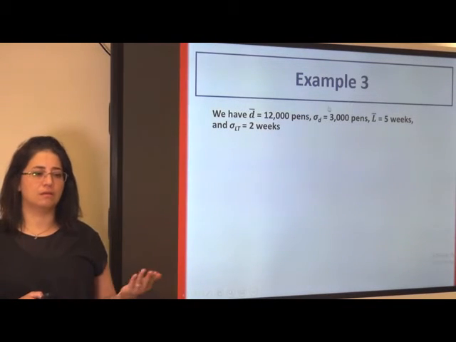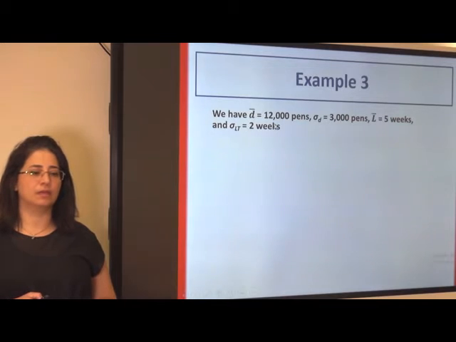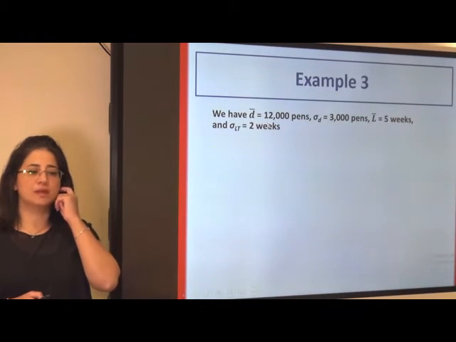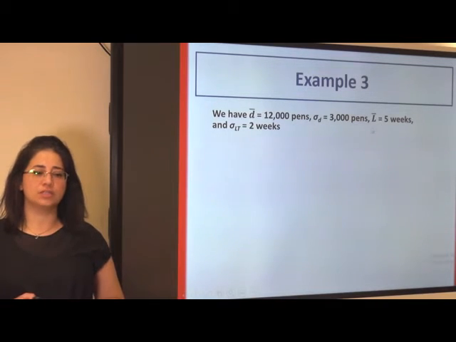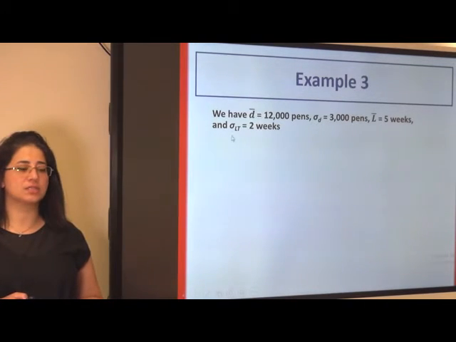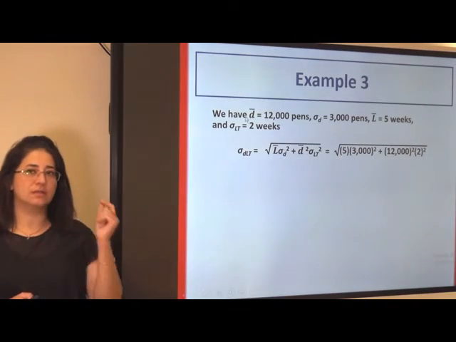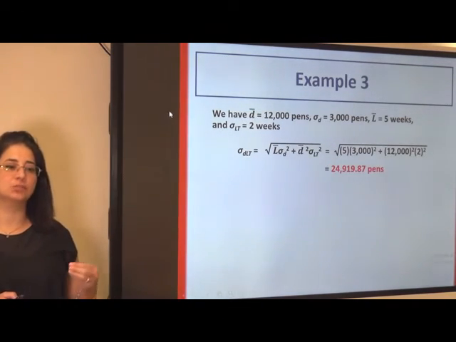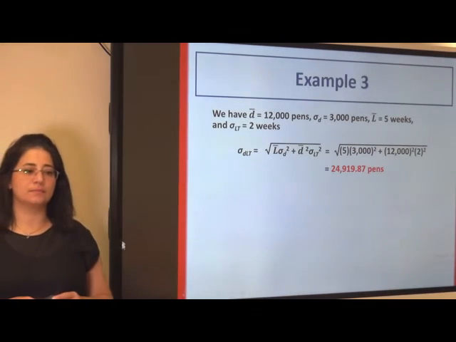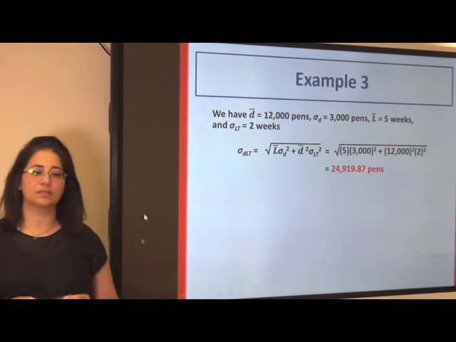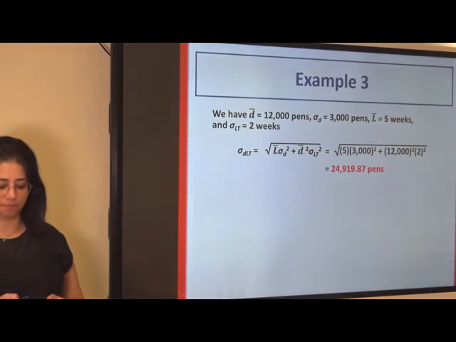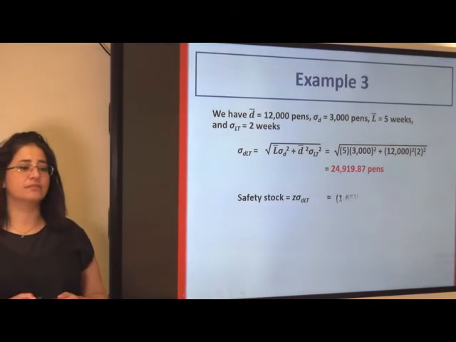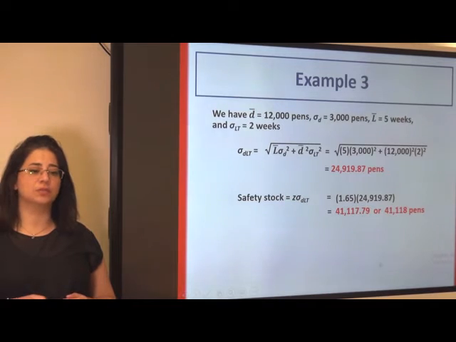Let me repeat the givens: average demand 12,000 with standard deviation 3,000, average lead time 5 weeks with a standard deviation of 2 weeks. First, we have to calculate the standard deviation of demand during lead time: the square root of L sigma demand squared plus D squared sigma lead time squared, which will be 24,919.